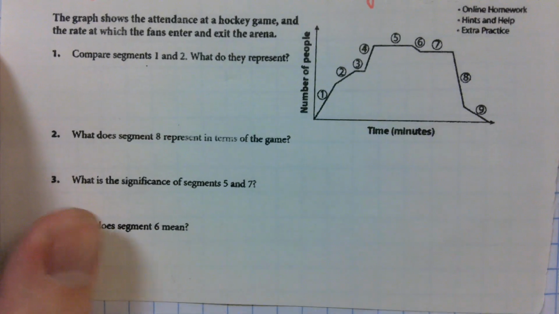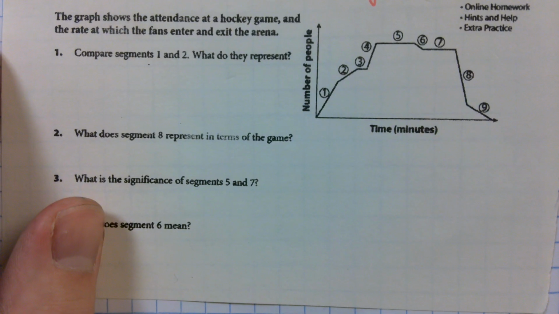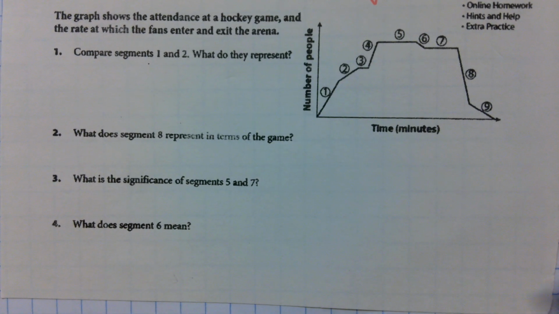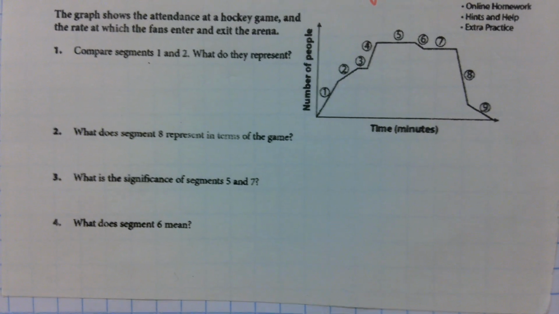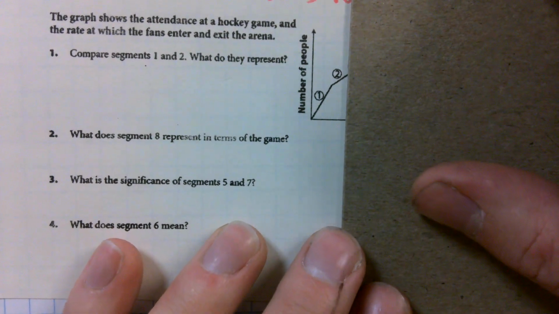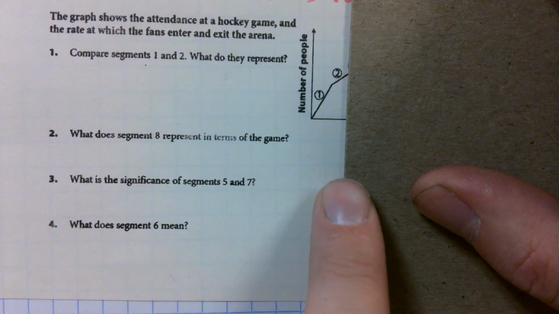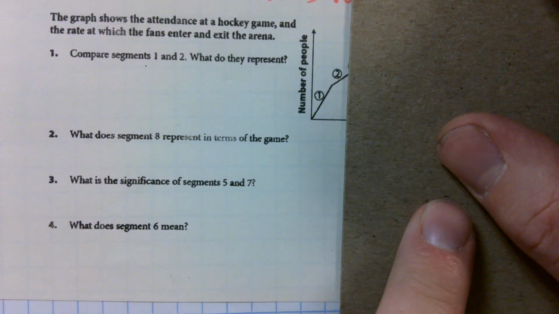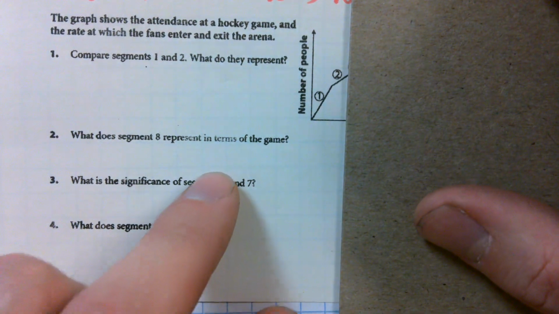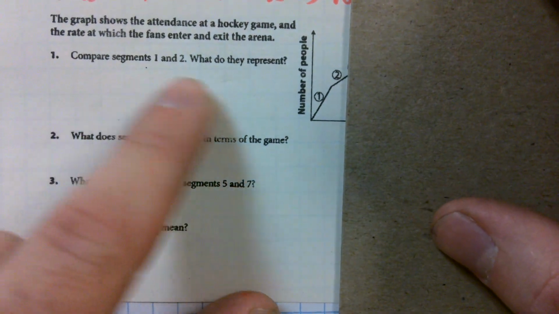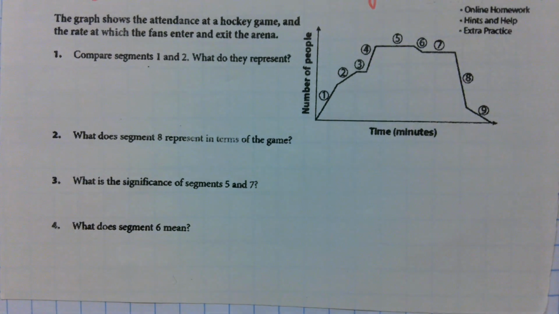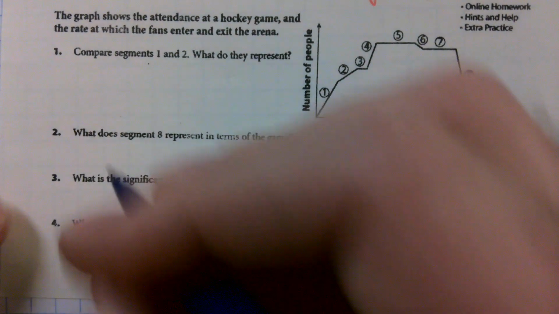So, what does my x-axis represent? The time. Time in minutes. What does my y-axis represent? Number of people. Okay. So just looking at this part of the graph, what is happening as time is going by? There's more people arriving at the game, right? So segments 1 and 2, what do they represent? Liana, what do they represent? They represent that's when the majority of people showed up to the game.